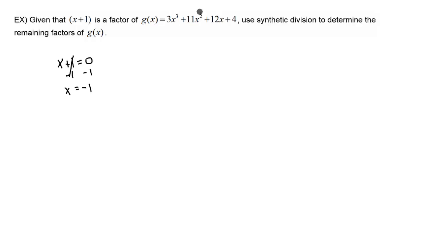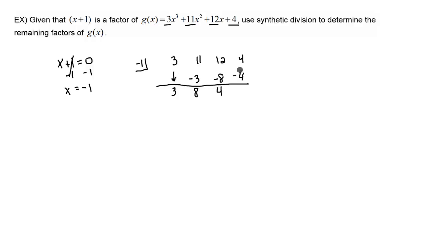Now we take all the coefficients of my terms up here along with the constant and set it up in a row with a line underneath it. And I also put my 0 up here with a little bracket around it. And I'm going to drop down my 3 and start the whole synthetic division process. Negative 1 times 3 is a negative 3. I add these together and I get 8. Negative 1 times 8 is a negative 8. I add these together, I get a positive 4. Negative 1 times 4 is a negative 4. Add these together, I get 0.